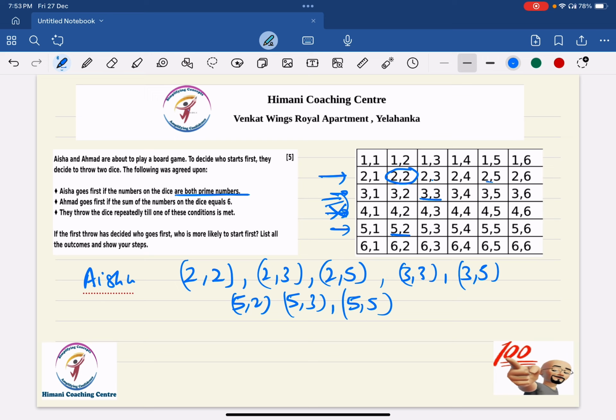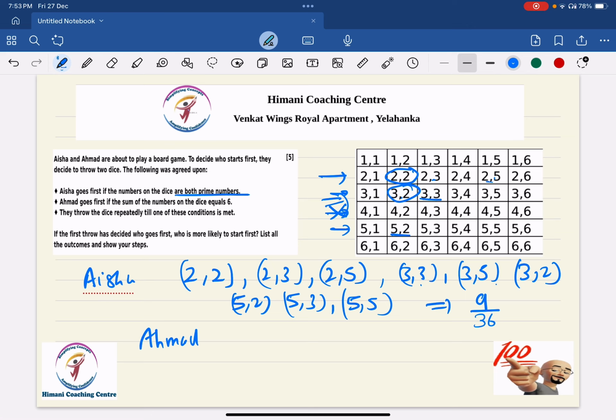So we have noted how many? We have 2, 2, 2, 3, 2, 5, and 3, 3. And 3, 2 is also prime, so we will have to write that as well, because 3, 2, then 3, 3, then 3, 5. So how many favorable outcomes for Aisha? 9. So what is the probability of Aisha getting the first chance? 9 by 36.